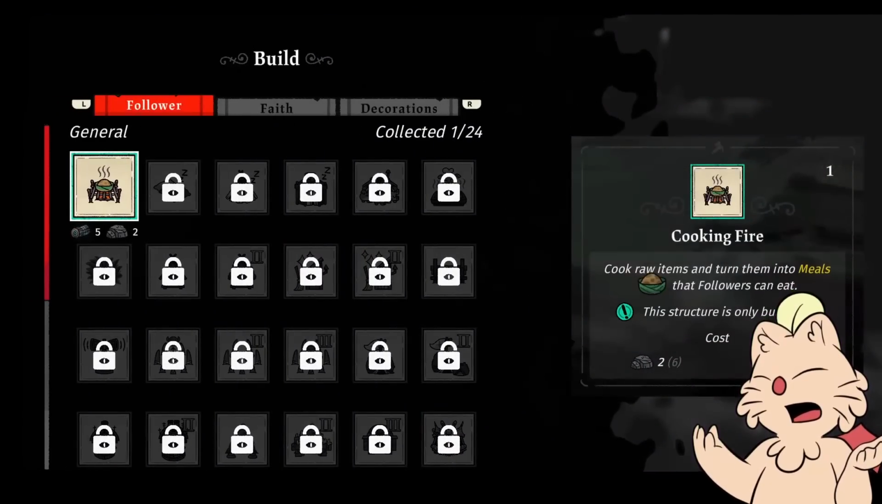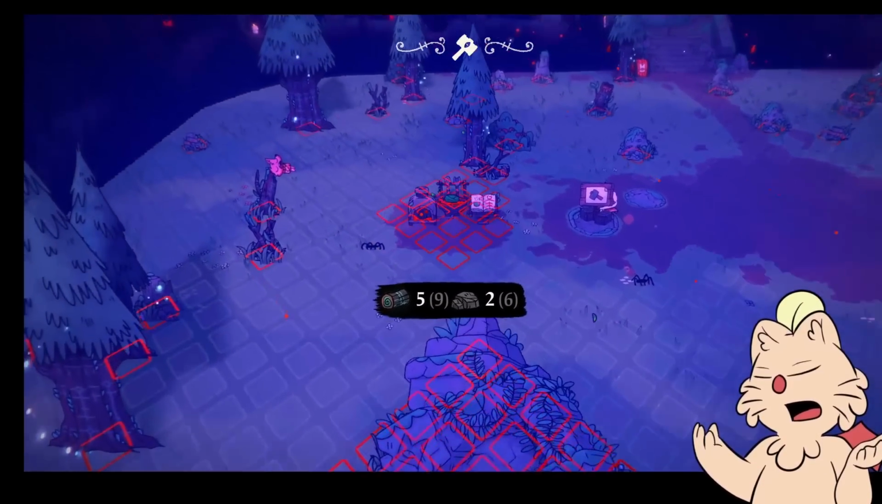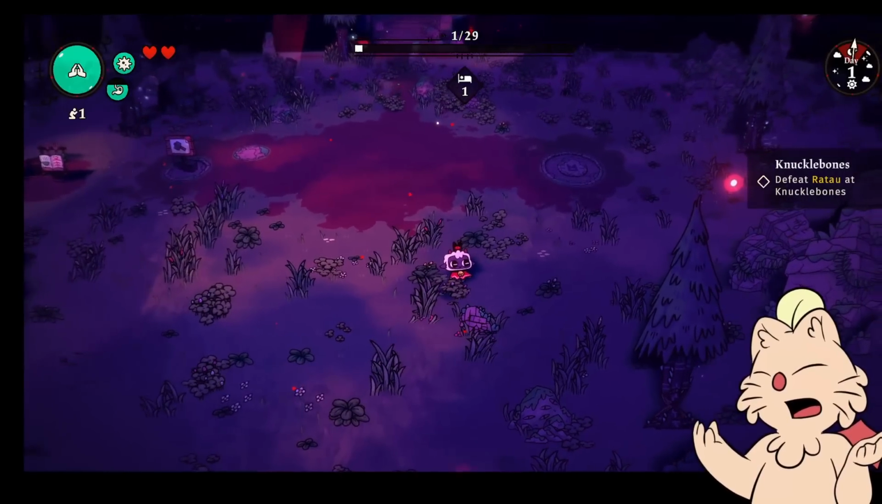Can I build beds yet? Oh, I should probably feed this one guy I just captured. Oh, I actually have to beat that guy at Knucklebones.